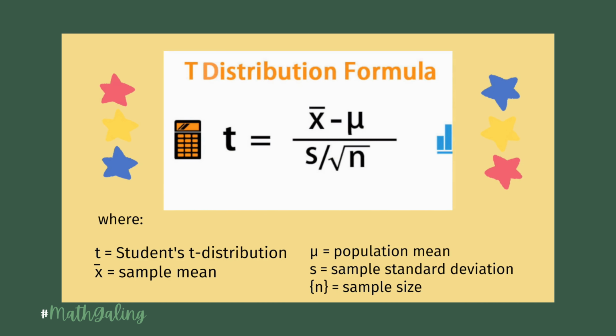So this is the t-distribution formula, where t stands for the student's t-distribution, x bar stands for the sample mean, the symbol mu stands for the population mean, s for the sample standard deviation, and n for the sample size.